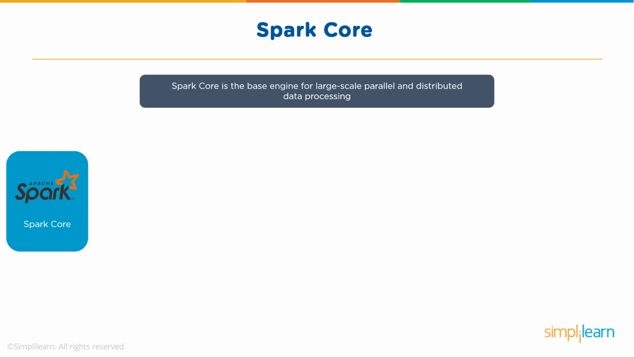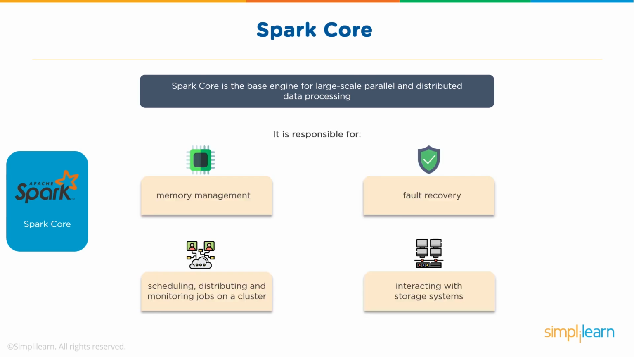So when you work with Spark, at least the minimum you would work with is Spark Core, which has RDDs as the building blocks of your Spark. It is responsible for your memory management, your fault recovery, scheduling, distributing, and monitoring jobs on a cluster, and interacting with storage systems. Here I would like to make a key point: Spark by itself does not have its own storage. It relies on storage.